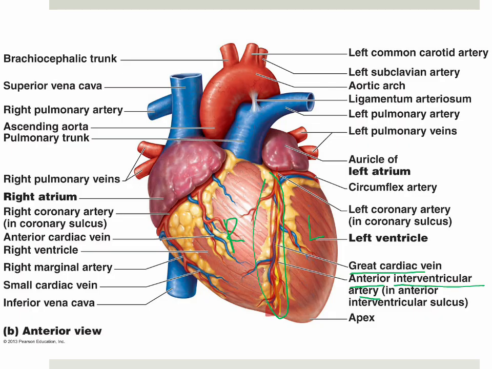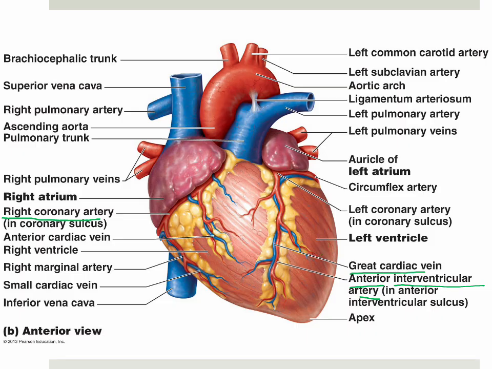Then on the right side, there's the right sulcus, and there is the right coronary artery. It's dividing the right atrium from the right ventricle. Same case on the left side, we have a left atrium and a left ventricle. Okay? Now let's get familiarized with other structures here.